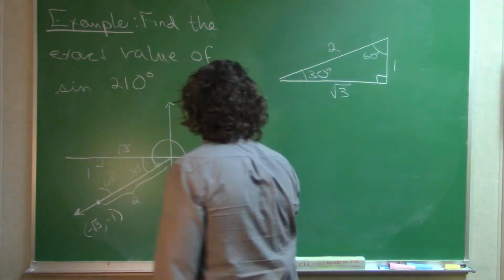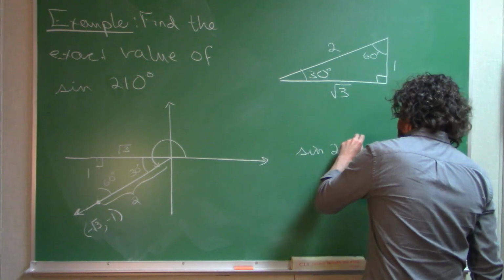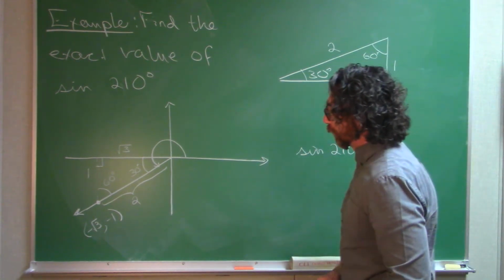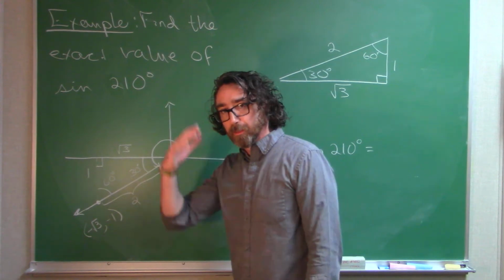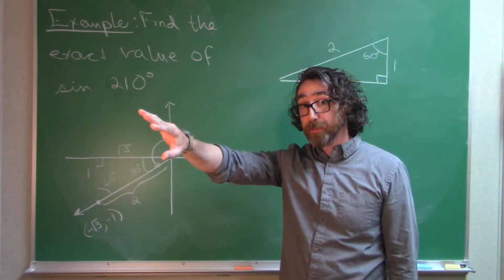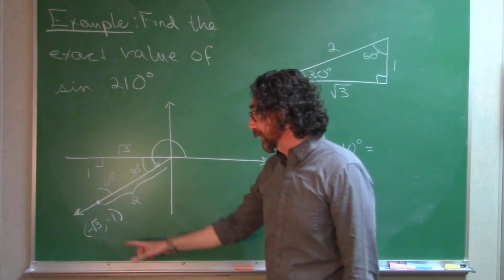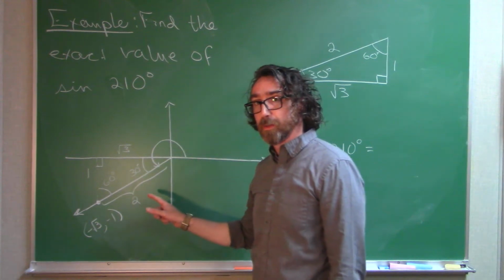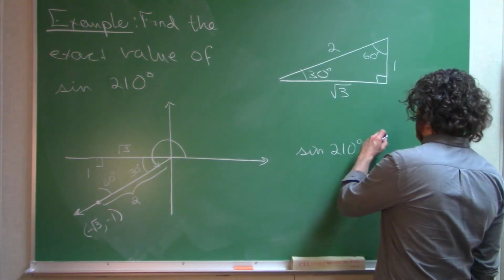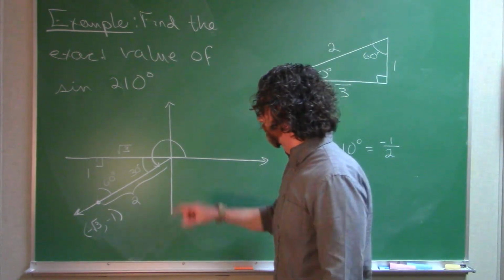So, exact value of sine 210. Well, I've got to think back now to the first chapter, the first definition that we encountered for the 6 trig functions. Sine is y over r. So, negative 1 over 2.